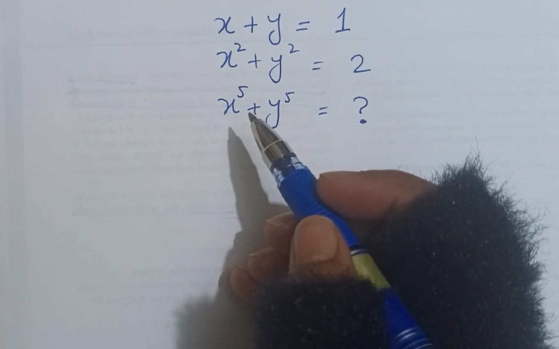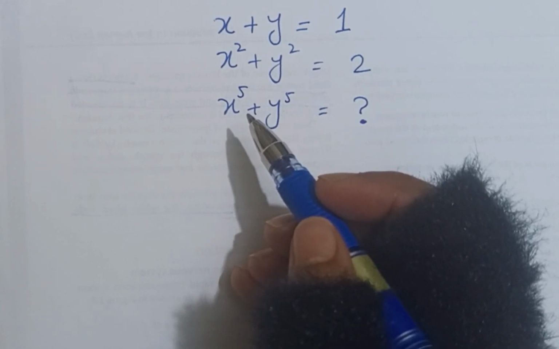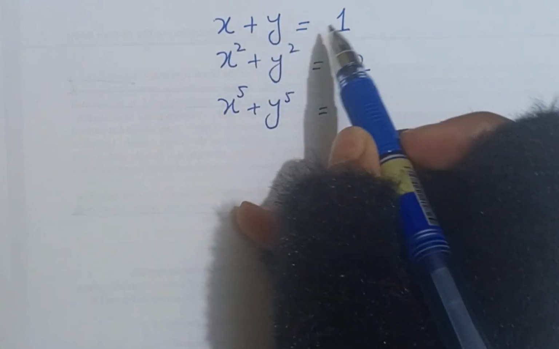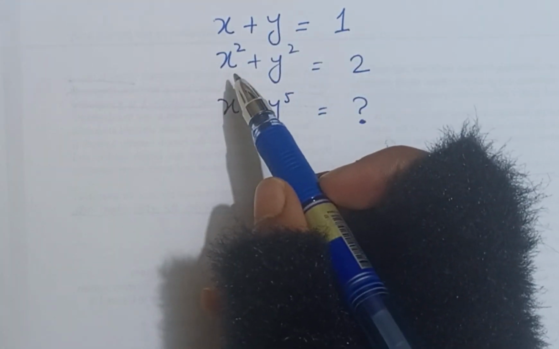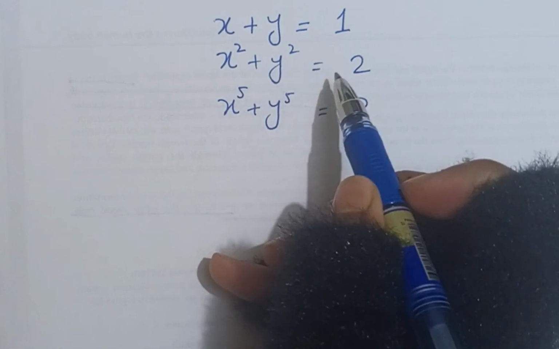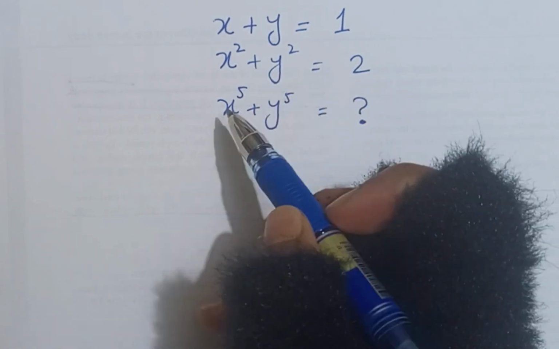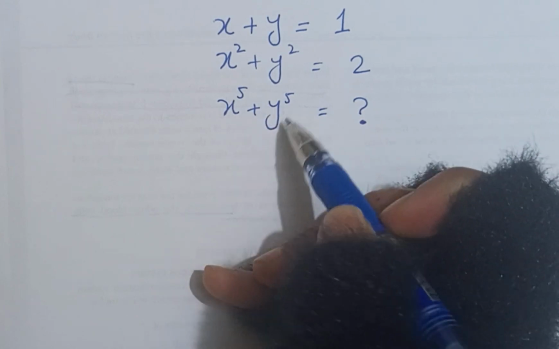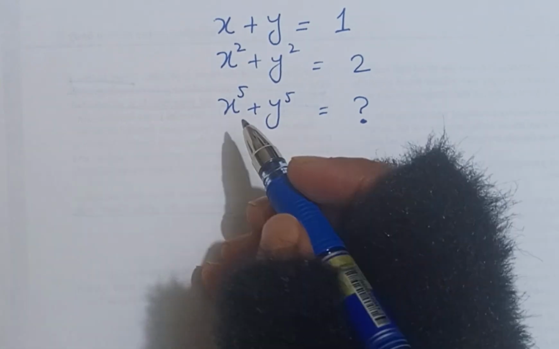And in this video, we discuss a Maths Olympiad question. So let's start. The question is: x plus y is equal to 1 and x square plus y square is equal to 2. Then what is the value of x raised to the power 5 plus y raised to the power 5? So let's start.